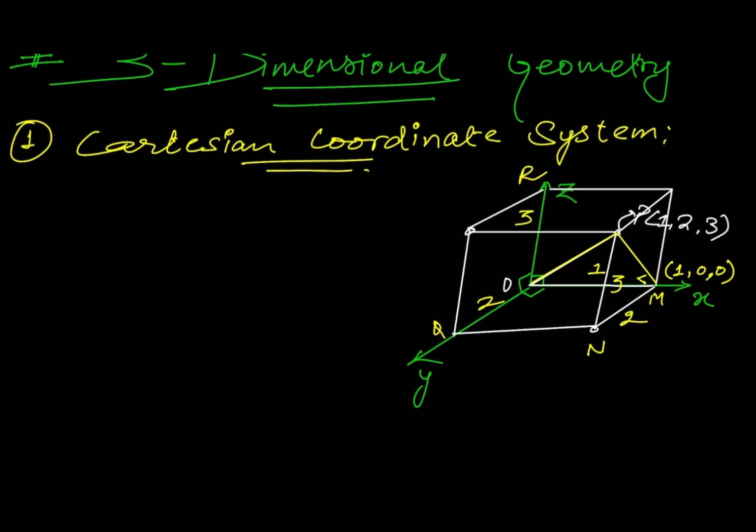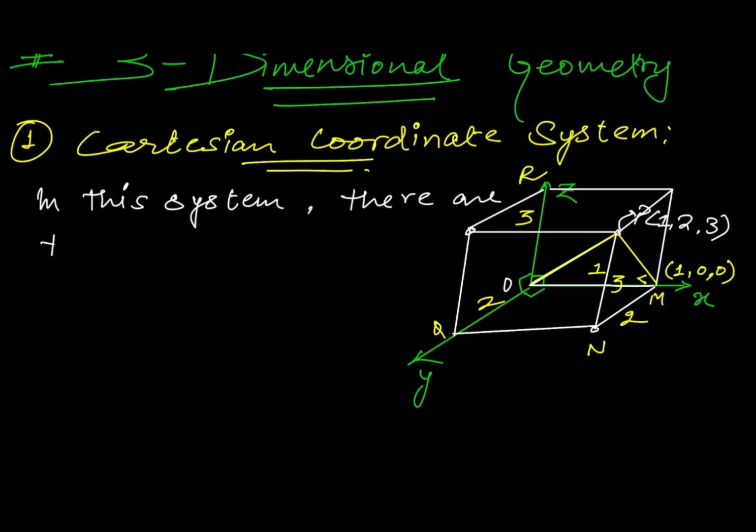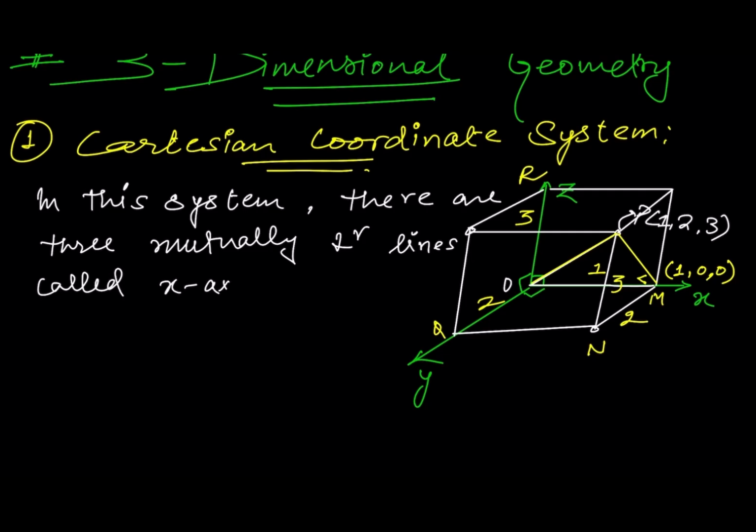Now, in this we will write Cartesian coordinate system. We will write, in this system there are mutually perpendicular lines called x-axis, y-axis, and z-axis, as shown in figure.